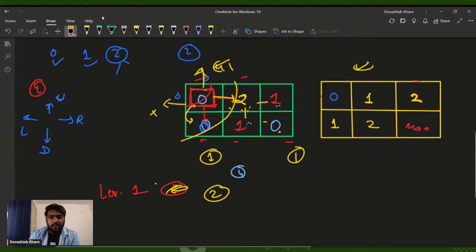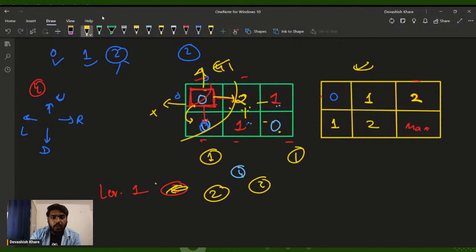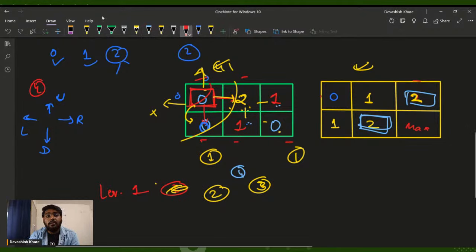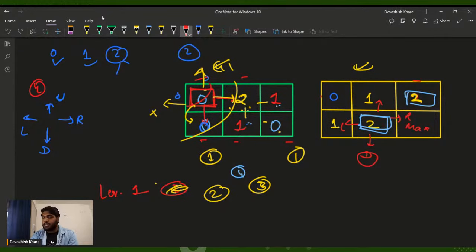Now let me go for level 3. For level 3, what are the neighbors? We have this cell and this cell, and we have to travel the neighbors of these two. I'm going to explore all the neighbors of this one first. Again, we have 4 neighbors: down, left, up, and right. Can we travel down? Tell me in the chat. We actually cannot, because it is out of bounds.